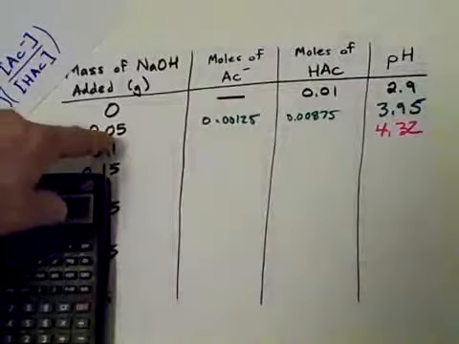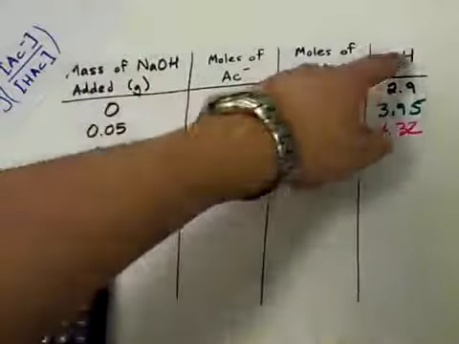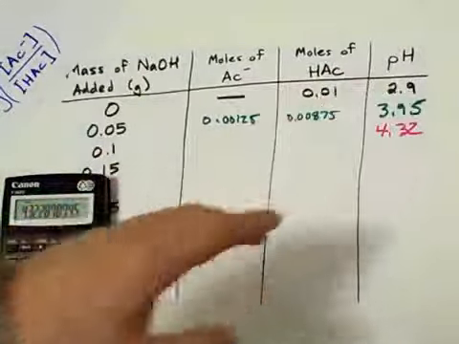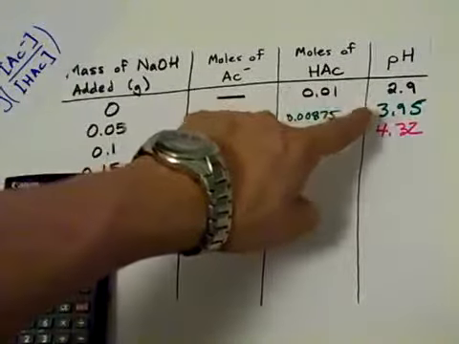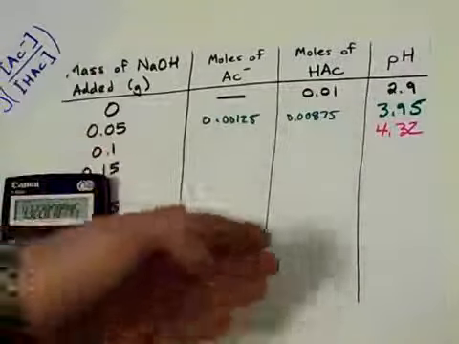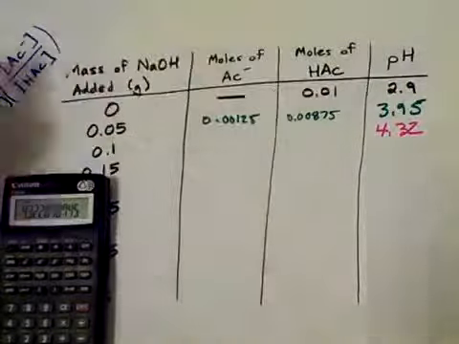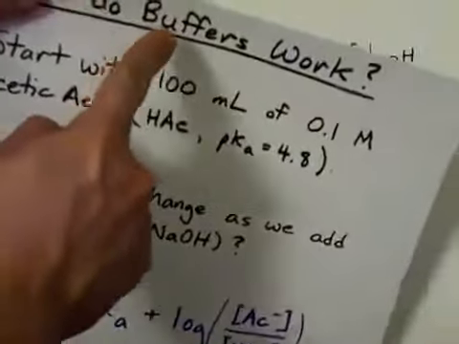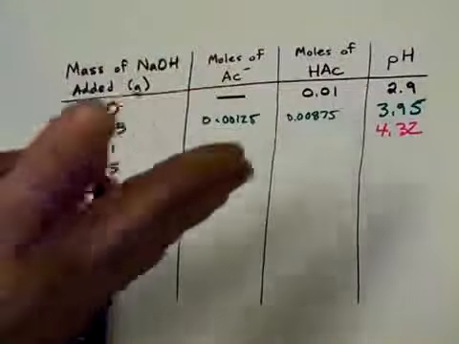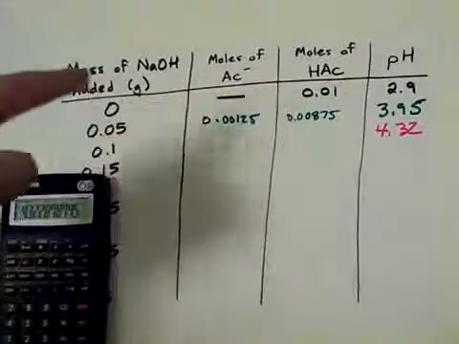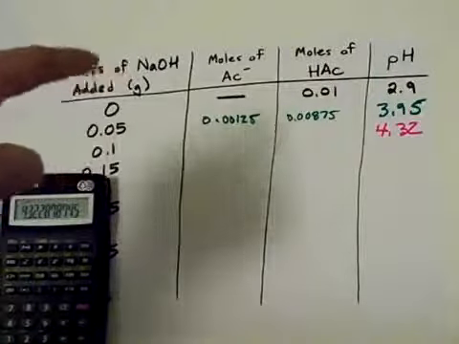We added 0.05 grams of NaOH and the pH went up by 1. We add another 0.05 and this time the pH only goes up by 0.4. Does that make any sense? The answer is yes. That's what makes it a buffer. As you get closer to the pKa, this solution will resist changes in pH, even if you're adding the same amount of NaOH each time.